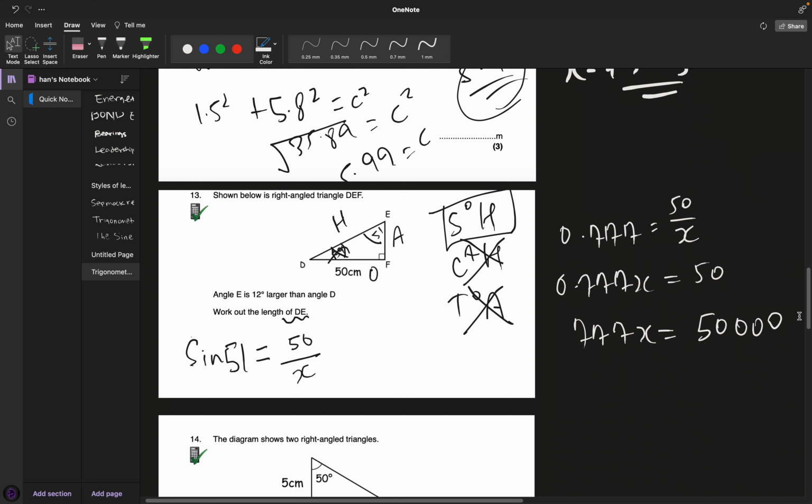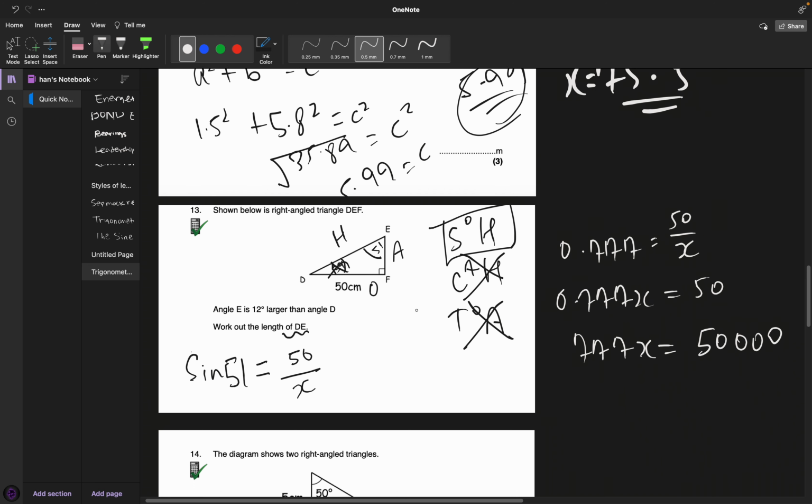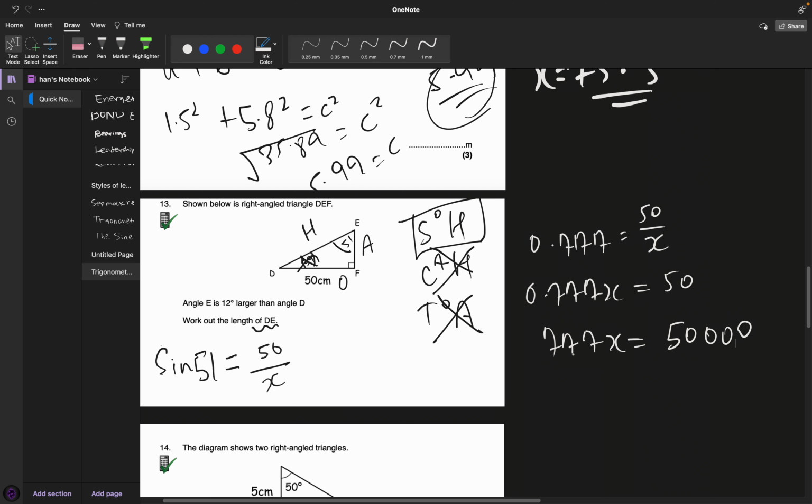Now, obviously, this isn't the best way, but I just like doing this method. Now, obviously, this is just solving equations, so you can use whichever method you want. X, we're going to divide 50,000 by 777, which is going to give us 64.35 to 2 decimal places. So x, which is the hypotenuse, is going to be 64.35. I just double check that the length makes sense, and it does. Hypotenuse would be longer than 50, and the proportions more or less make sense.